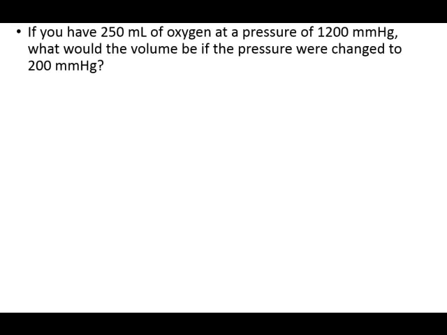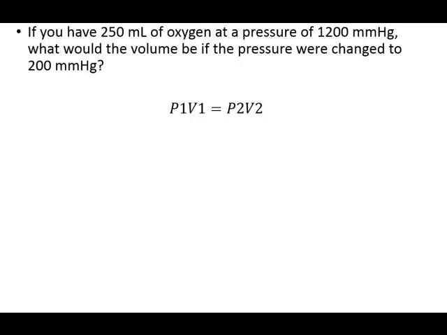Here we have a question that says, if you have 250 milliliters of oxygen at a pressure of 1,200 millimeters of mercury, what would the volume be if the pressure were changed to 200 millimeters of mercury? So I have volume and pressure. That means I'm going to use Boyle's law. And my pressure is decreasing, so my volume should be increasing. So let's see what happens.